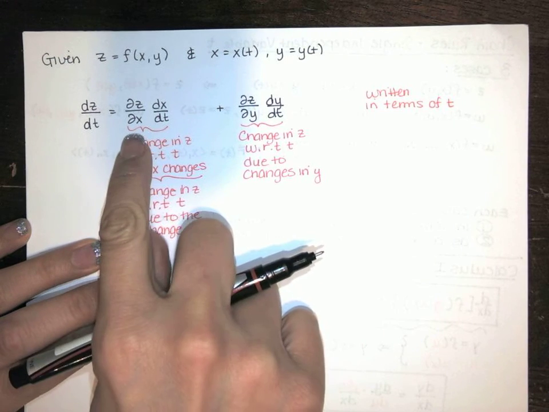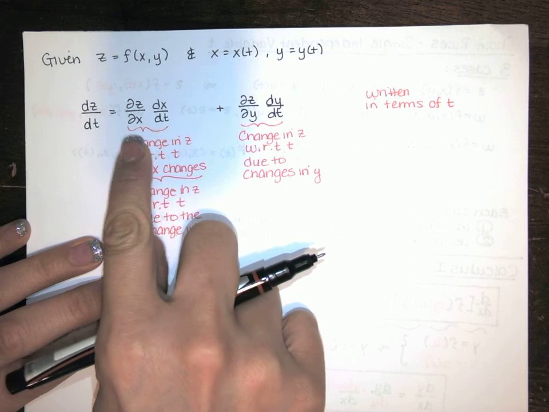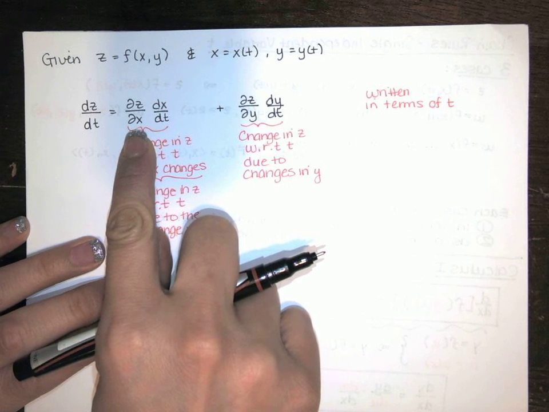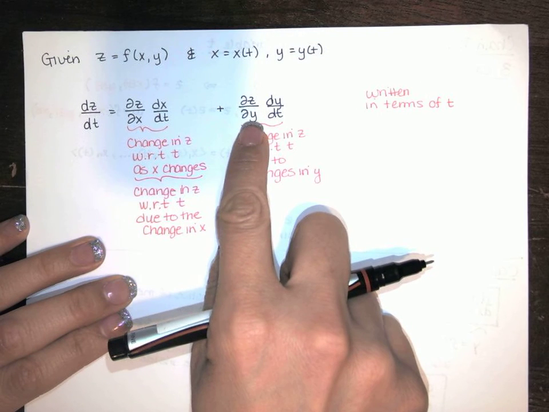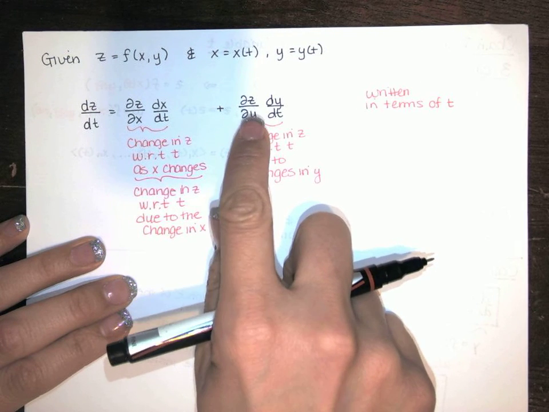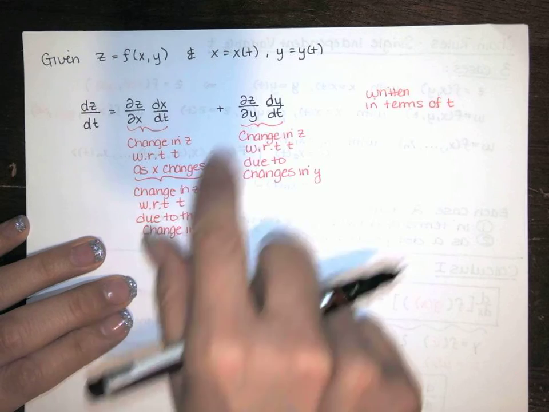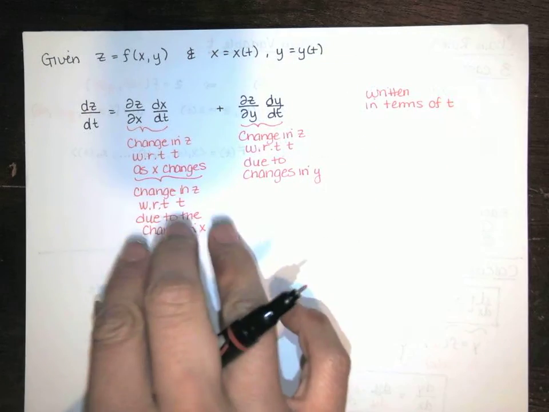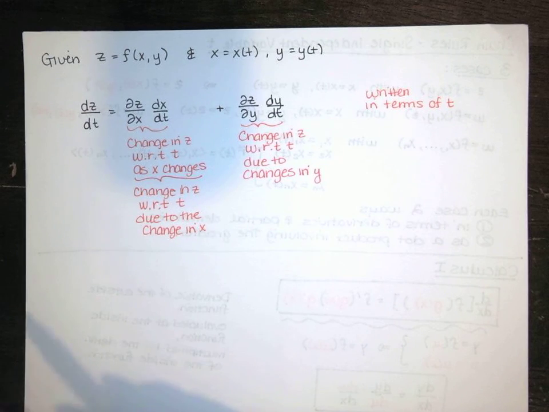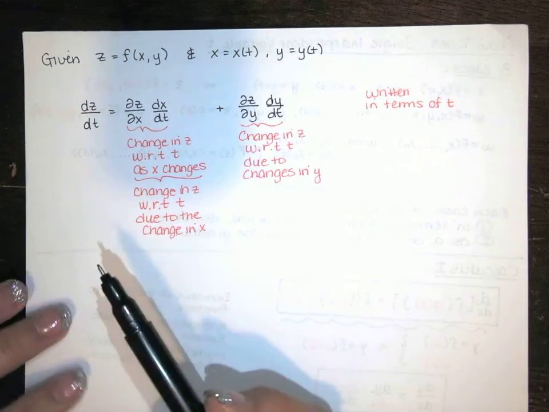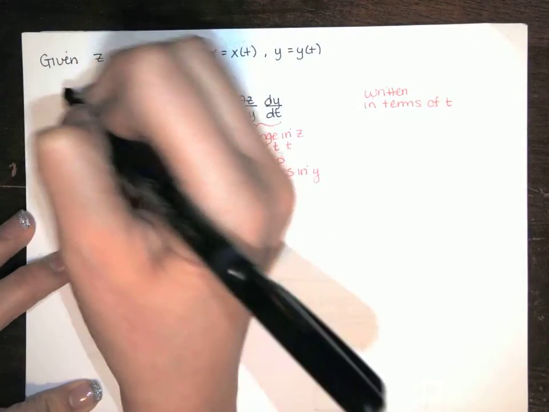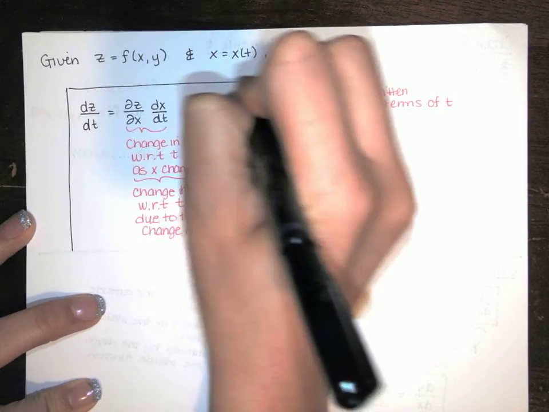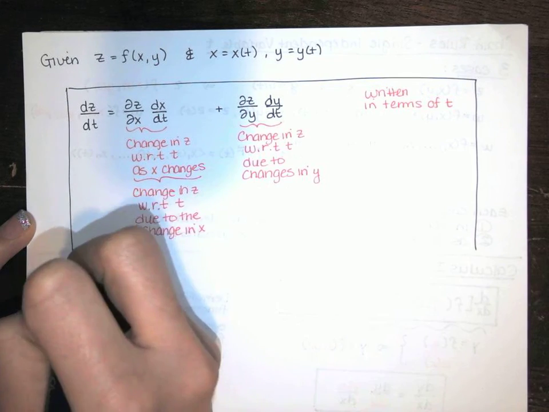So you might find the partial of z with respect to x, and then write it in terms of t by replacing x with x of t and y with y of t. And you'll find the partial of z with respect to y, and you want to write that in terms of t by replacing x with x of t and y with y of t. So this is one version of the chain rule. This is one of our three cases. Everything is written in terms of t.